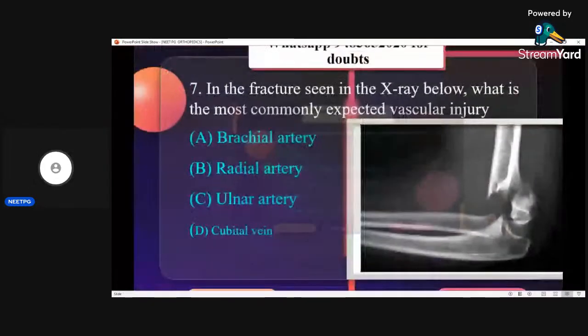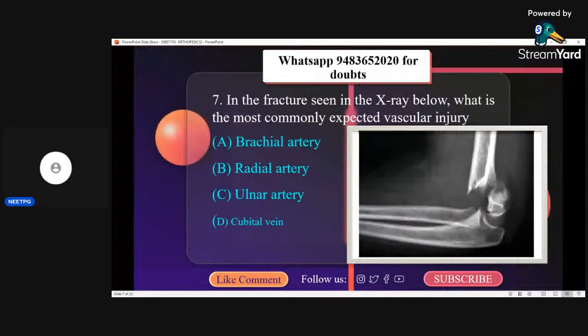In the fracture seen in the X-ray below, what is the most commonly expected vascular injury?